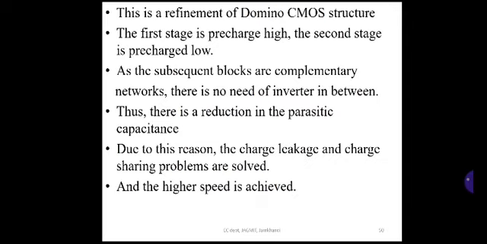So this is a refinement of a domino CMOS structure. The first stage is precharged high, the second stage is precharged low. As the subsequent blocks are complementary networks, there is no need of an inverter in between. Thus, there is a reduction in the parasitic capacitance. Due to this reason, charge leakage and charge sharing problems are going to be solved here, and you can achieve a higher speed.